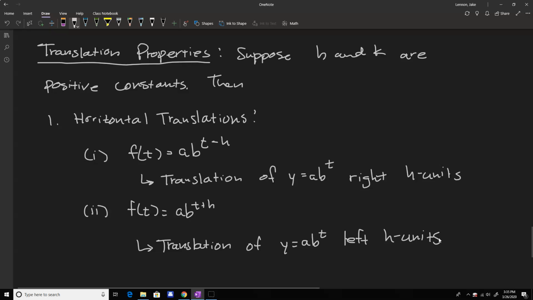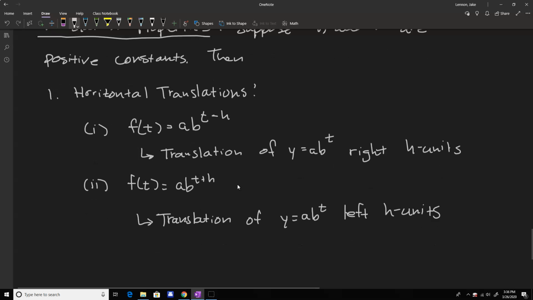And basically what you can see is it's going to adjust where the y-intercept happens. The reason it goes right h units is if you plug h in for t, h minus h will be 0 in the exponent. So the y-intercept is going to be occurring at h rather than at 0 now. And in case 2, rather than the typical y-intercept of a occurring at 0, it's going to occur at negative h, because negative h plus h will be 0 in the exponent.